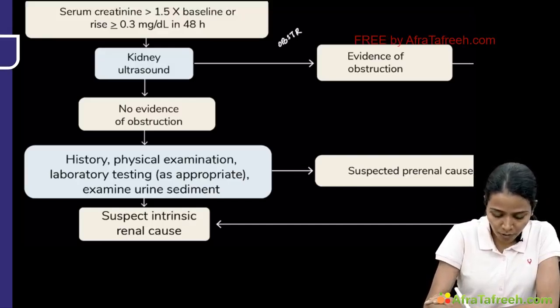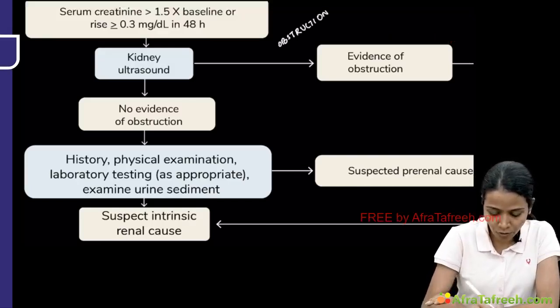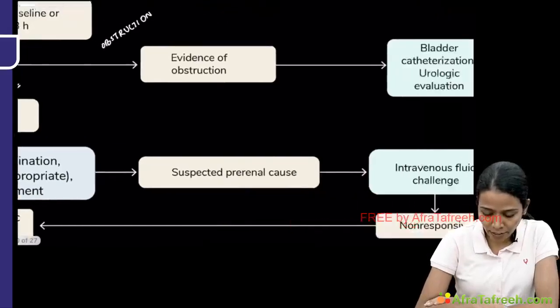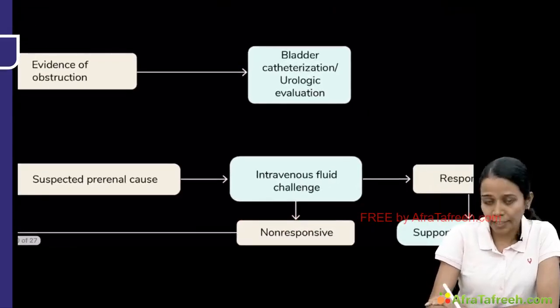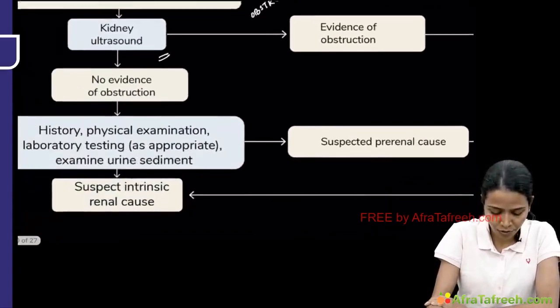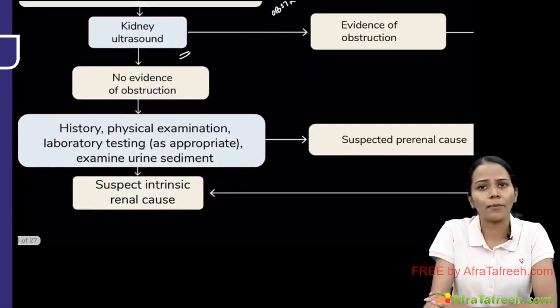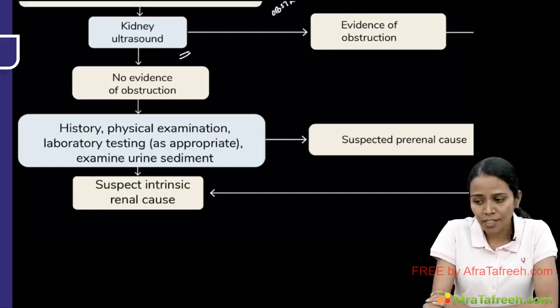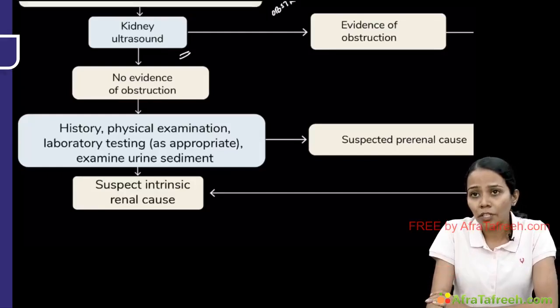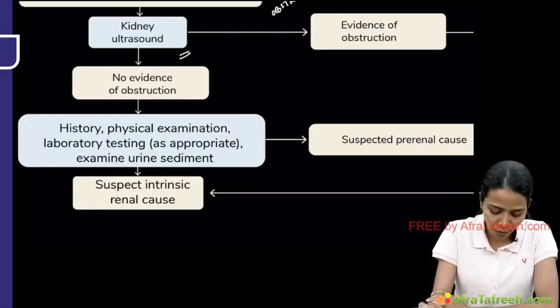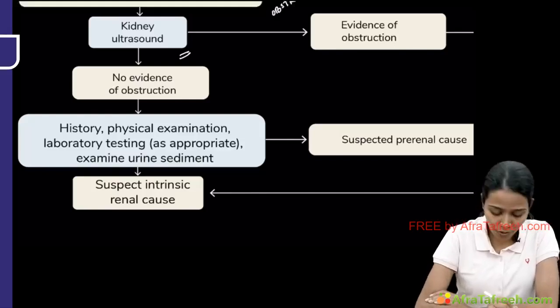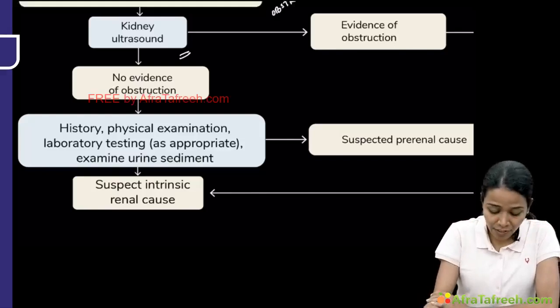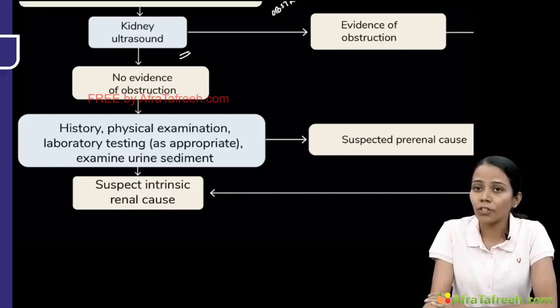So to rule out obstruction, the first thing you are going to do is ultrasound. If there is evidence of obstruction, you do bladder catheterization or urologic evaluation. We would have seen this so many times in our practice, where a patient will come with a full bladder, urinary retention. So the first thing is to do a USG, rule out any obstruction, and if obstruction is there, catheterize the patient, relieve it. Okay.